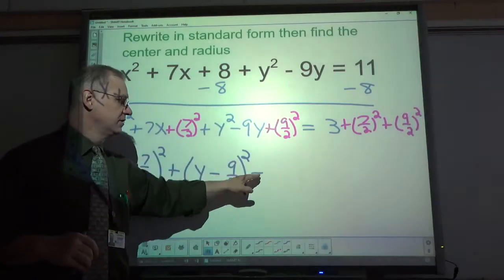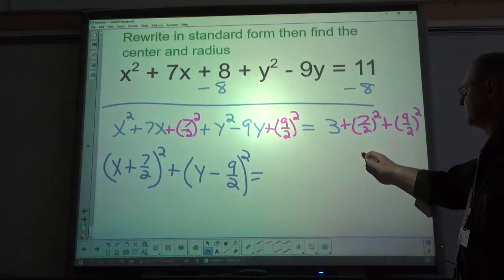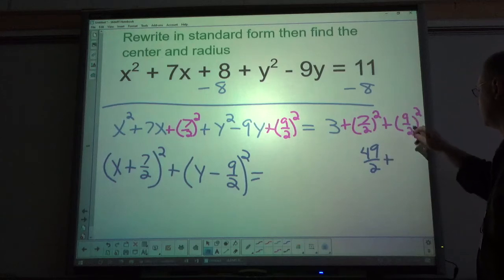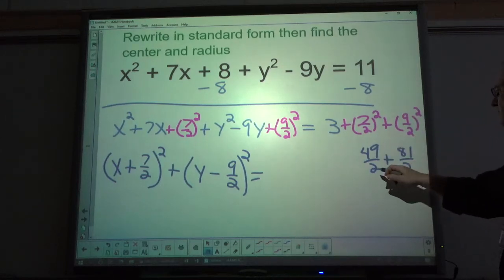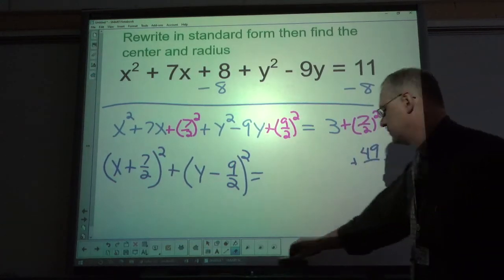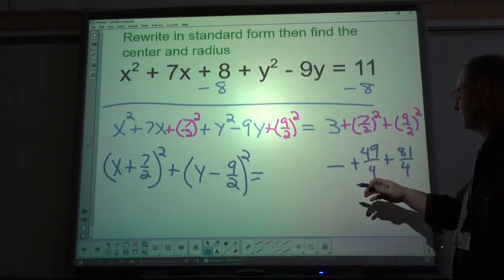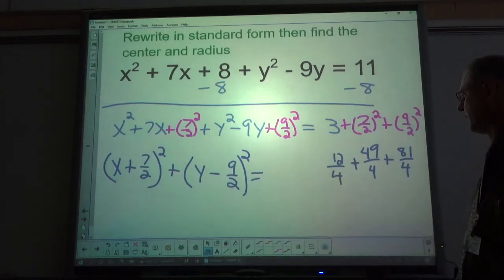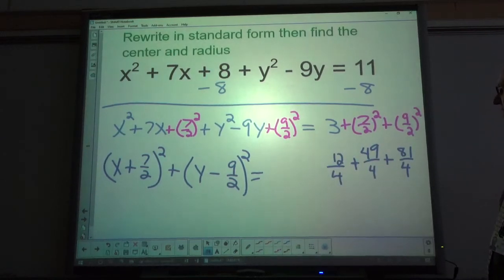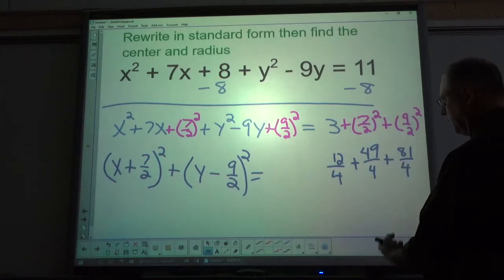Variable squared, sign of the middle term, expression being squared, equals. Now, 7 over 2 squared is 49 over 4. 9 over 2 squared is 81 over 4. Oops, sorry, not over 2, over 4. And then to make this able to add with the others, it's 12 over 4. When I add that up, I believe that is 142 over 4. Let's just double check that. 49 plus 81 plus 12. Yep, 142 over 4.